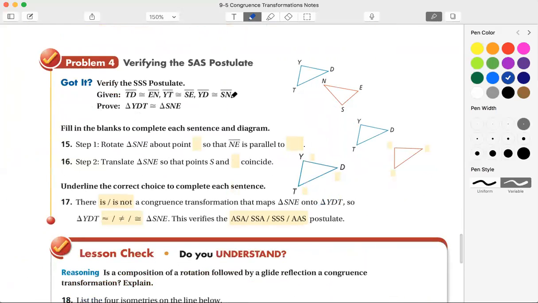Verify the SSS postulate. If I'm given that three sides are congruent, prove these triangles are congruent. First, rotate triangle SNE about the point S so that NE is parallel to DT. Then translate triangle SNE so that points S and Y coincide. There is a congruence transformation that maps this triangle onto that triangle. So triangle YDT is congruent to triangle SNE. This verifies the SSS postulate.